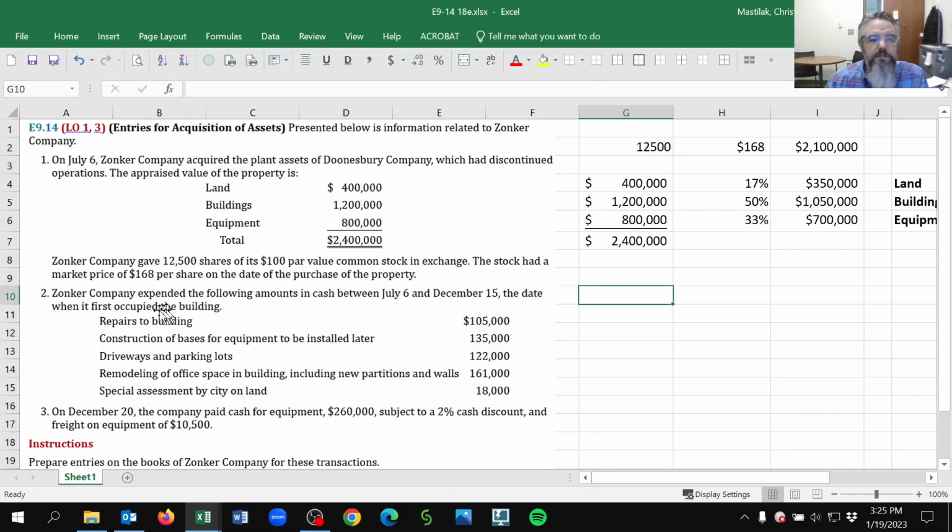So let's take a look at these costs. Repairs to the building. So we're going to spend $105,000 repairing the building.